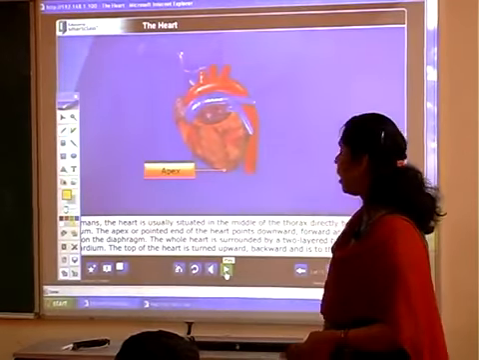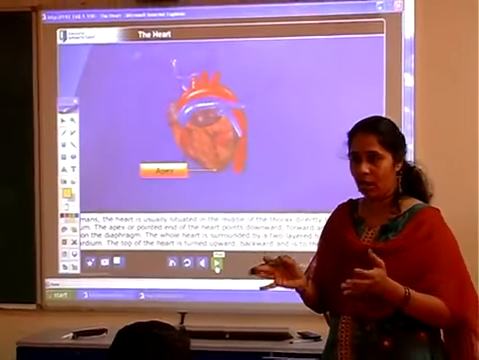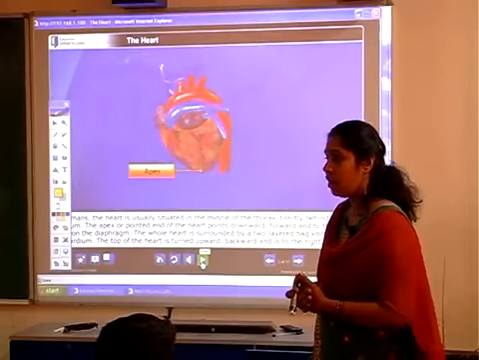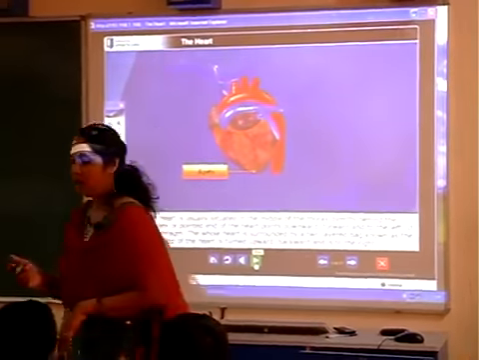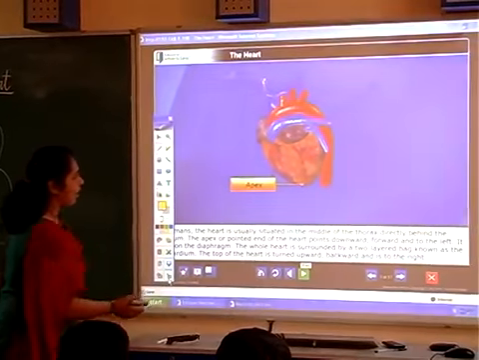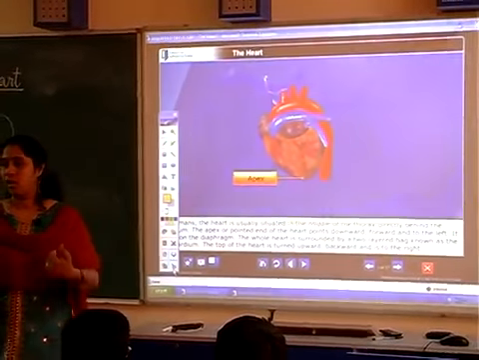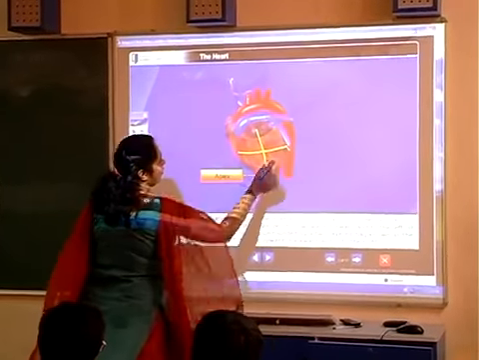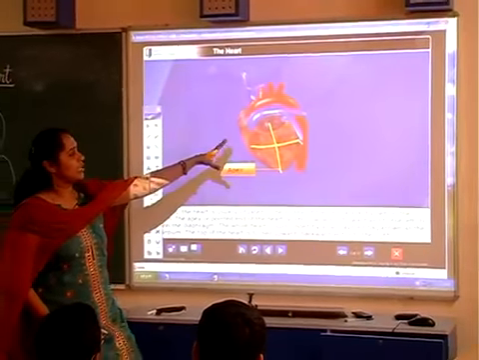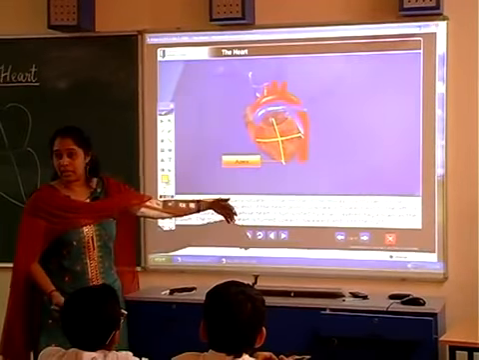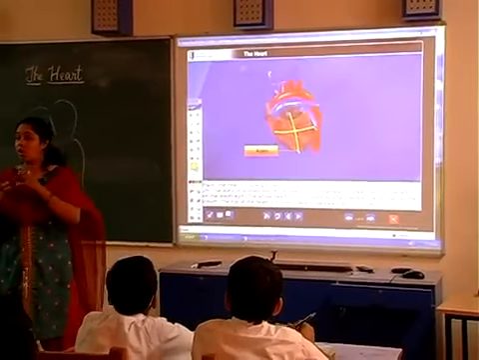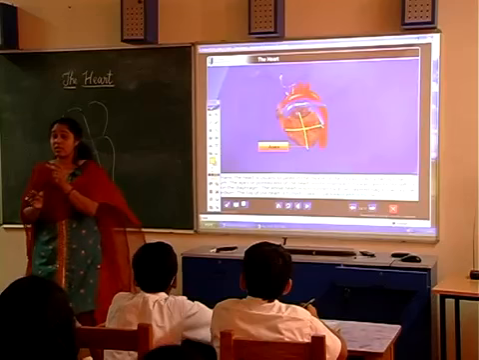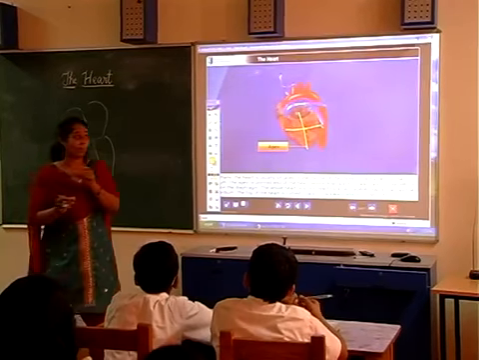Now if you divide the heart into four chambers, there are four chambers in a mammalian heart or a human heart. The top two chambers are called auricles, and the lower two chambers are called ventricles. So basically it is not divided as such. We will be seeing in the next slide that the auricles are much smaller in size when compared to the ventricles, and the muscles of the ventricles are much thicker.